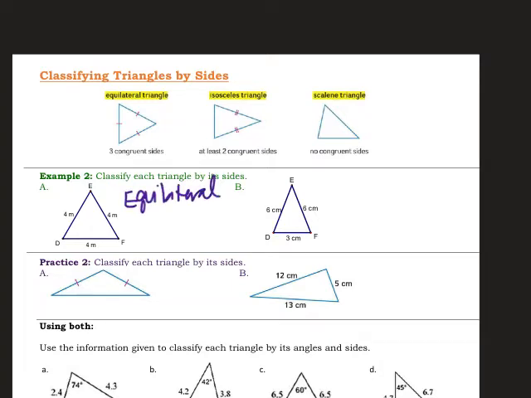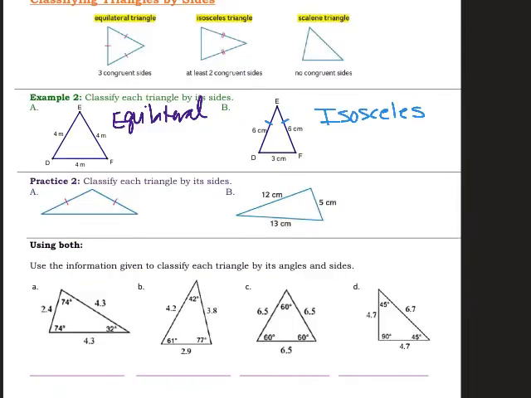All right, next one, how many sides are equal? 2. So if it's only 2 equal sides, isosceles. All right, I'm going to give you 2 to try. All right, Lily, what'd you put for the first one? Isosceles. And Josiah, the last one? Scalene. Good.